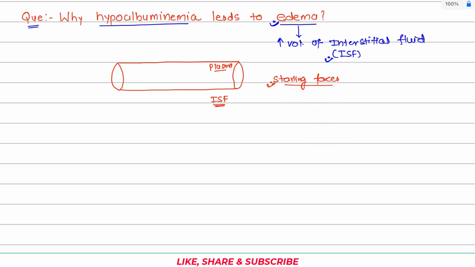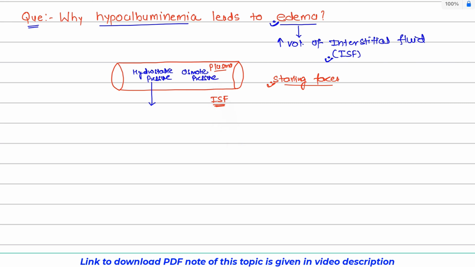We will not discuss the Starling forces in detail here, but the ultimate effect is that inside this capillary, we have plasma, and because of that there is a continuous hydrostatic pressure. This hydrostatic pressure is pushing in nature. That means it pushes the fluid from the capillary towards the interstitial fluid side. And there is one more pressure, which is called osmotic pressure. It is also called oncotic pressure.